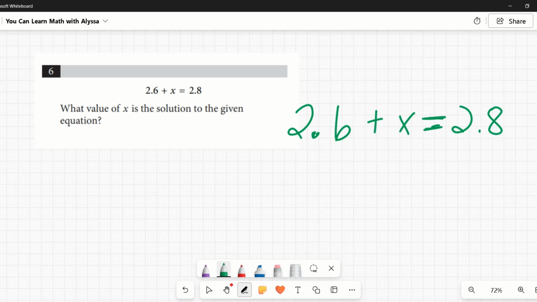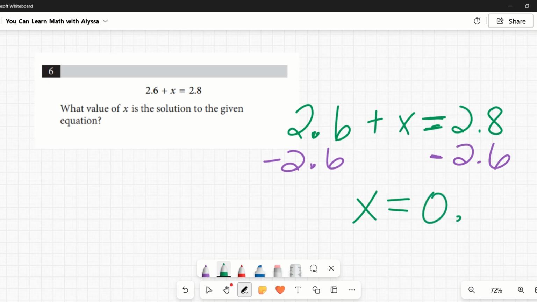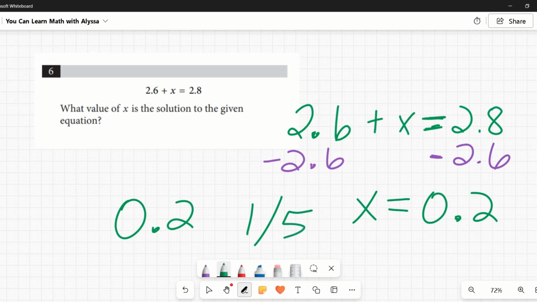2.6 has been added to x. I need to do the opposite of that. The opposite of addition is subtraction. So I'm going to subtract 2.6, but it is a seesaw, a teeter-totter, so I have to do it to both sides. So on the left, 2.6 minus 2.6, that cancels out, and I just have that x behind like I wanted. And on the right, I have 2.8 minus 2.6, which gives me 0.2. And that's my answer. X is 0.2. So you can enter it as 0.2, or you could enter it, if you wanted to be fancy, as 1/5. Not sure why you'd want to do that, but hey, you do you. 0.2 or 1/5 is your answer.